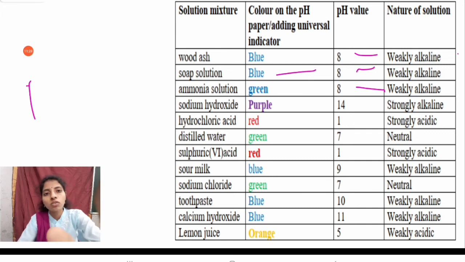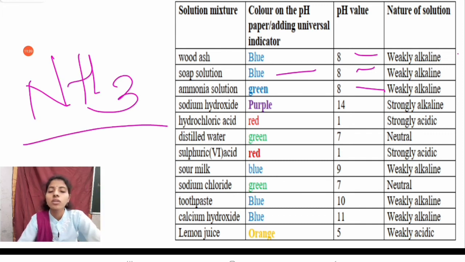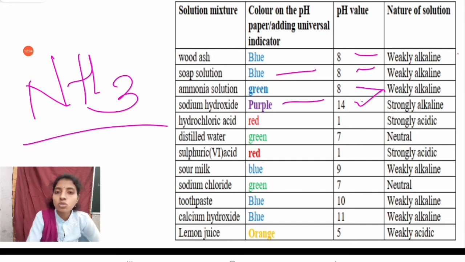Ammonia, the formula of ammonia is NH3. Right? And next, sodium hydroxide. So the color of the pH paper changes into purple. Right? In the sodium hydroxide solution mixture, the color of the pH paper turns into purple. So the pH value is 14. Right? We know from 11 to 14 all the solutions are strong bases. So this is a strong base, or we can say strongly alkaline.